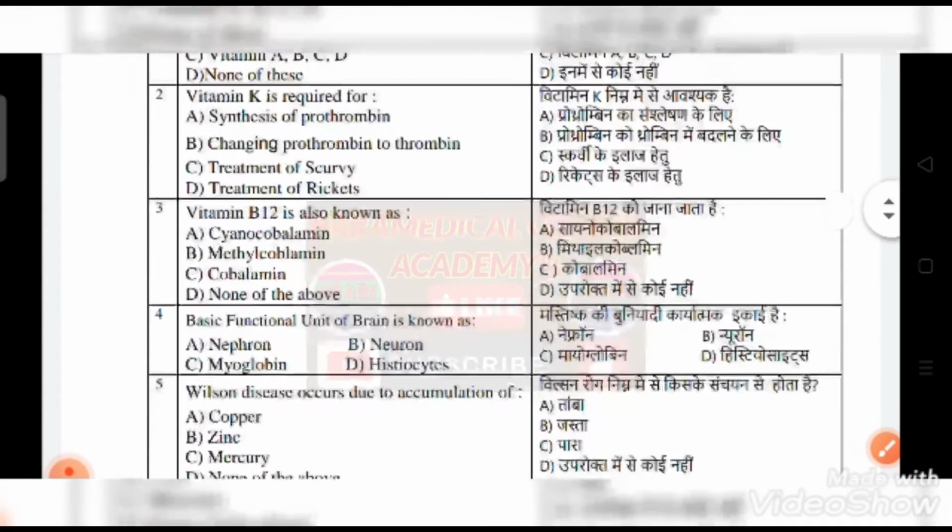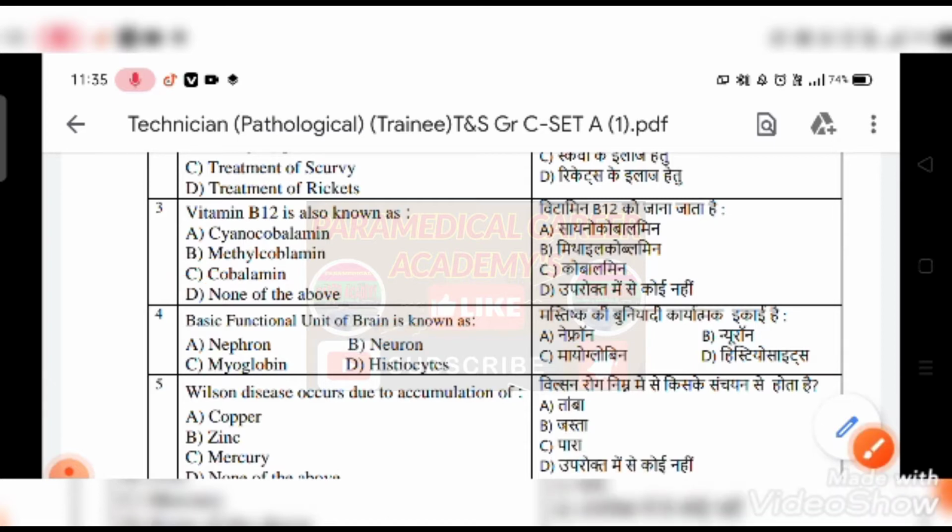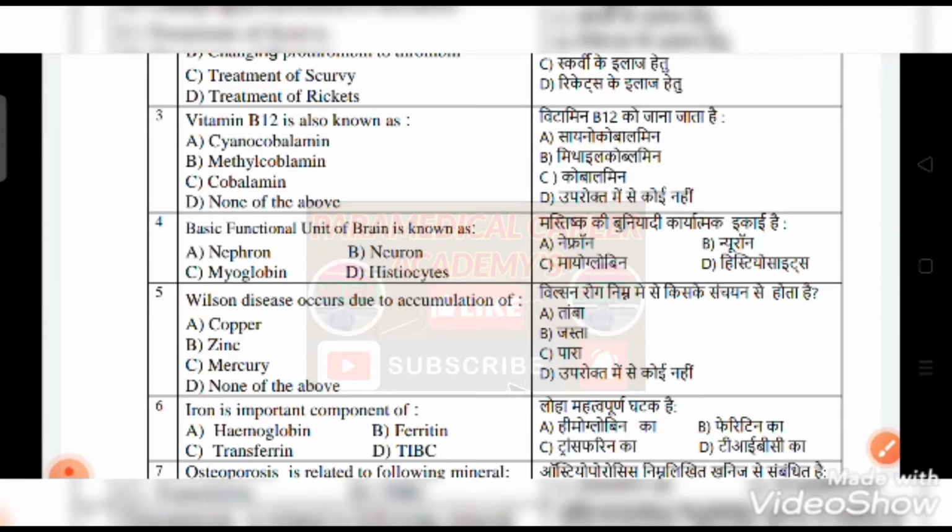Third question, vitamin B12 is also known as? Answer is C, cobalamin. Fourth question, basic functional unit of brain is known as? Answer is B, neuron. Fifth question, Wilson disease occurs due to accumulation of? Answer is A, copper.